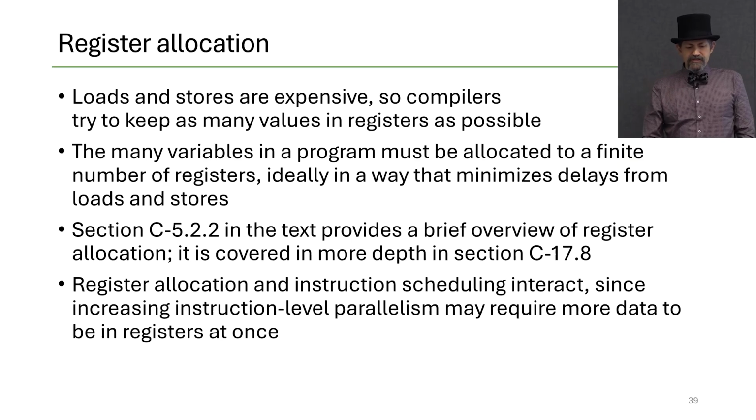Now, loads and stores are expensive, so compilers try to keep as many values in registers as possible. However, there's a finite number of registers on each architecture. And so the many variables in a program have to be allocated to what is often a smaller number of registers in a way that hopefully minimizes delays from loads and stores. Section C5.2.2 in the text has a brief overview of register allocation, and that's covered more in depth in section C17.8. And we'll talk about it in the lecture from section 17.